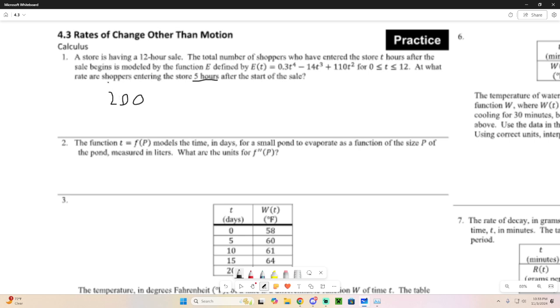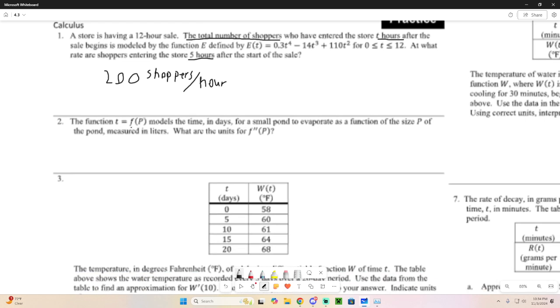And then for the units, our independent variable is the number of hours. We're going to take what's plugging into t, or what's in the parentheses, which is t, represented as the number of hours, and then our dependent variable is what E represents, which is the total number of shoppers. So it's going to be our dependent, shoppers, per our independent, hours. So shoppers per hour. And that's our answer.